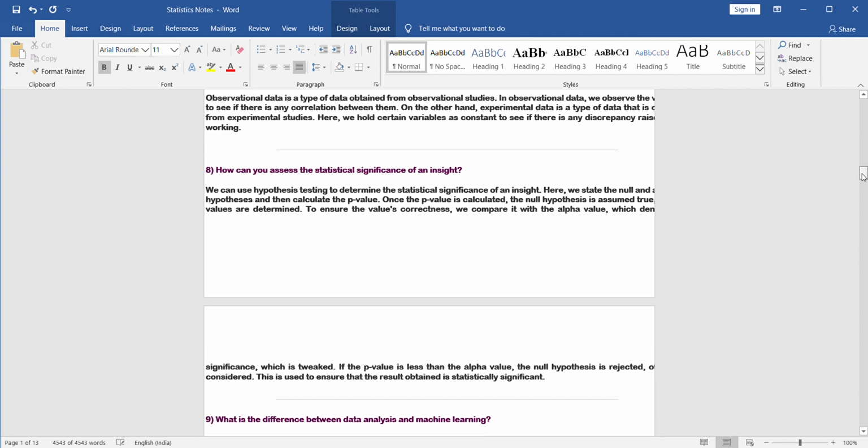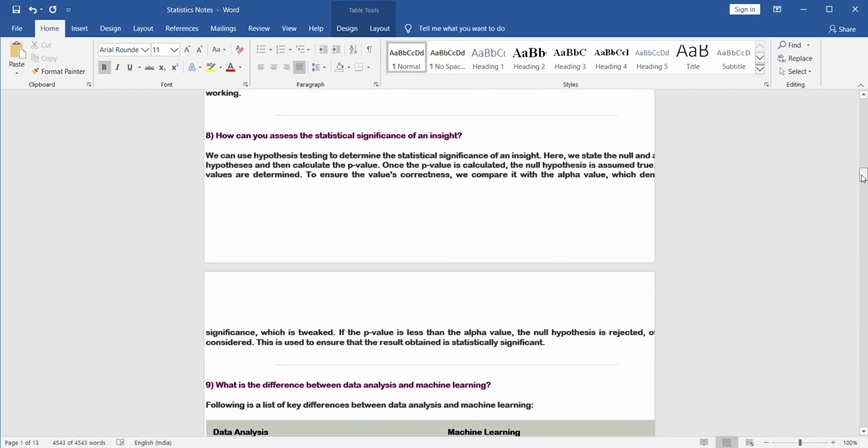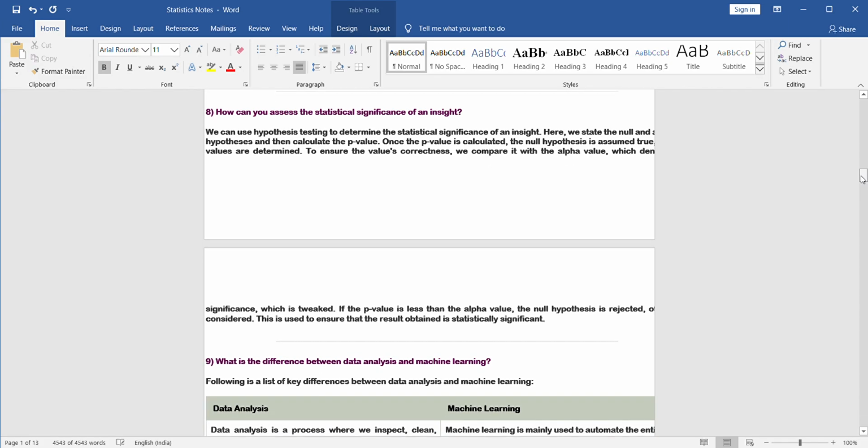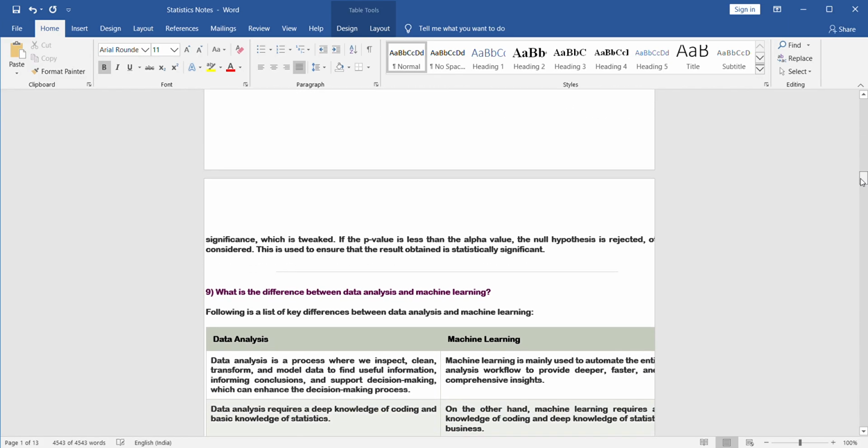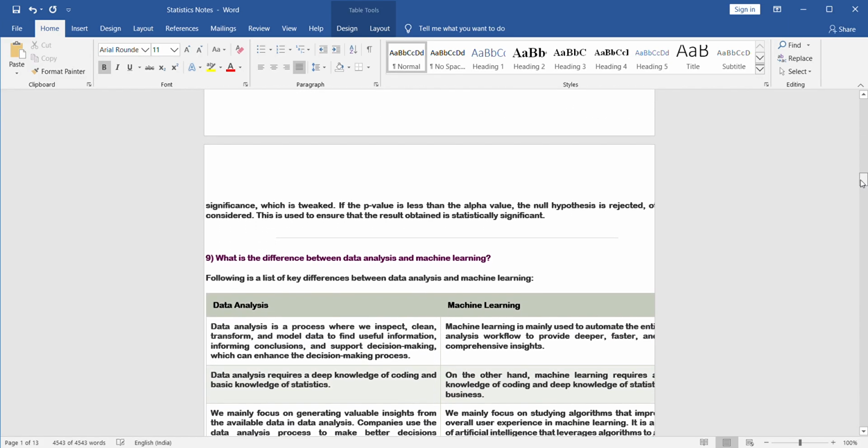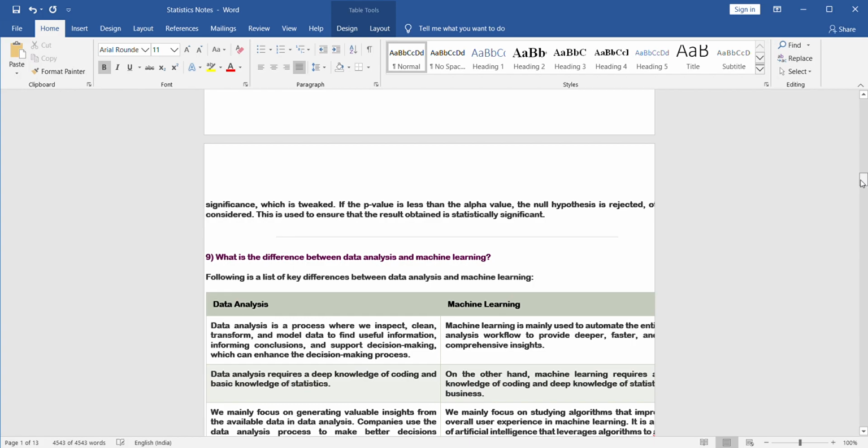We can use hypothesis testing to determine the statistical significance of an insight. Here we state the null hypothesis and the alternate hypothesis. Then we calculate the p-value. Once the p-value is calculated, we compare it with alpha. If the p-value is less than the alpha value, the null hypothesis is rejected. And if the p-value is greater than the alpha value, the null hypothesis is accepted.